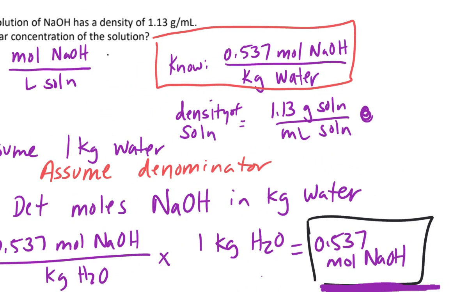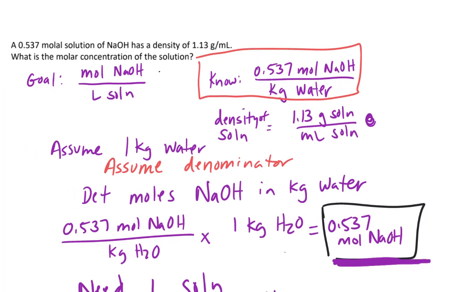Okay, so again, we assumed that 1 kilogram of water, and then essentially we just worked our way through to get to our goal units, moles of sodium hydroxide, which then became really straightforward once we made that assumption. And then liters of solution, which was a bit harder, and we had to use the density. Okay. Questions?